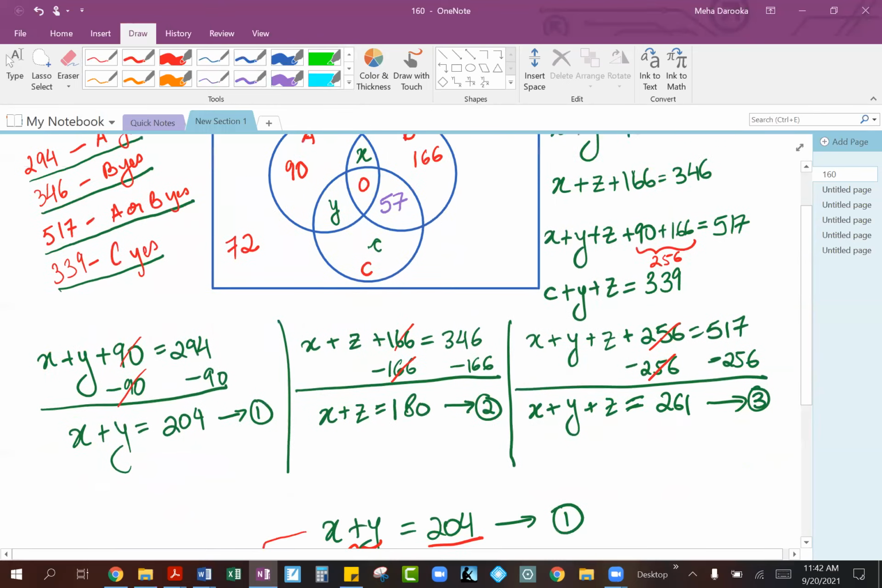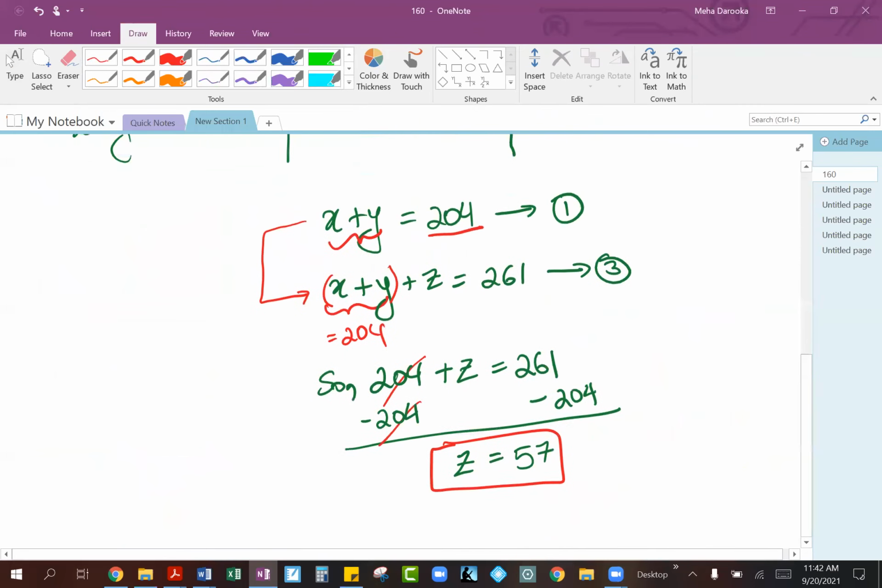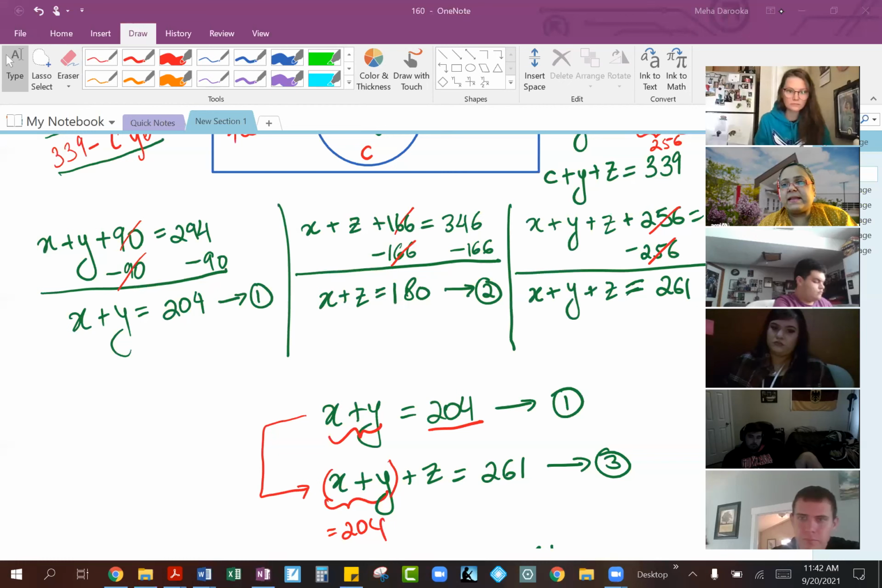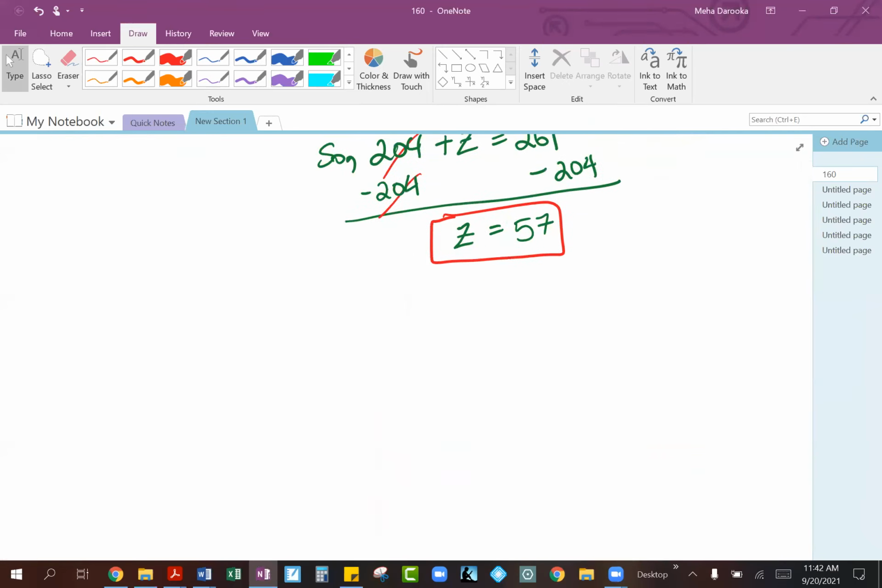Now we need to work backwards and find the others. So now that we have our z value, where do you think we should move next? What can we find next looking at those equations that we have? 1, 2, and 3. Number 2. Number 2, very nice, Logan. So you guys will see that we have number 2 as x plus z equals 180. So now that we know the value of z, we can calculate x.